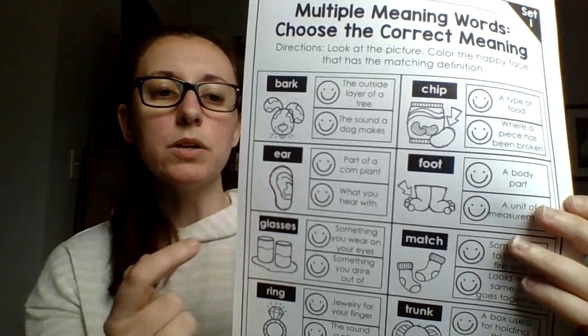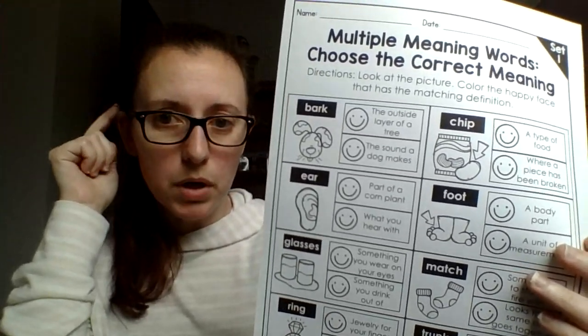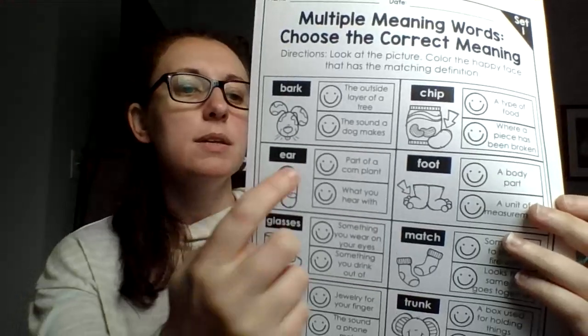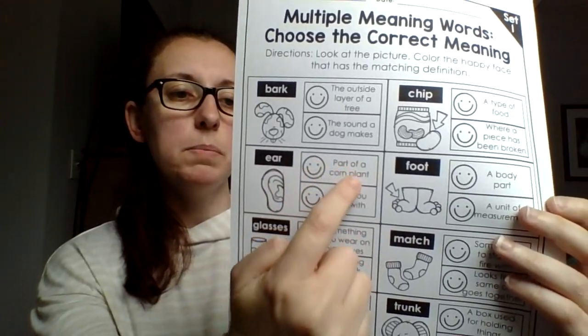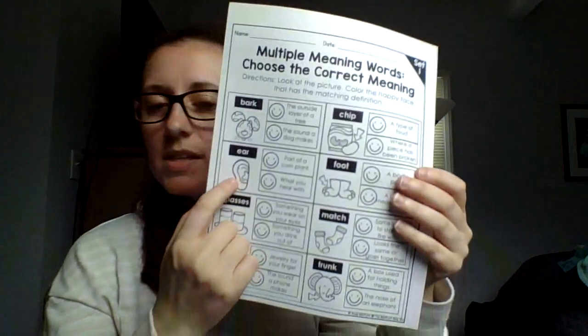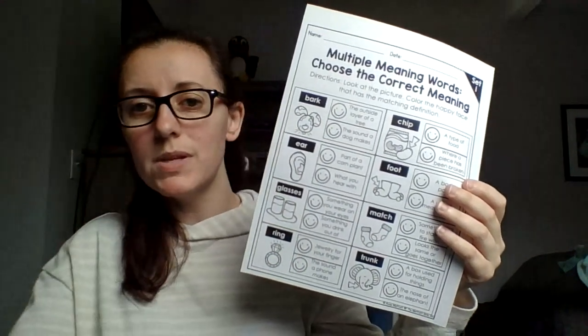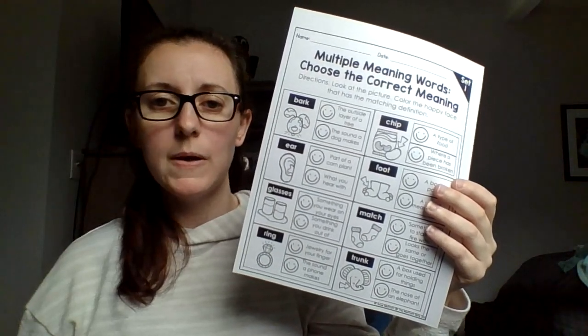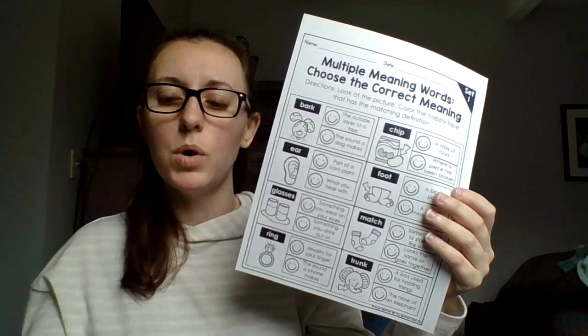So this is ear. Here it's showing you your part of your body. Is it part of a corn plant or what you hear with? So an ear of corn is just one piece of corn, not individual kernels, but the whole stalk, the whole cob that you're going to be looking at. So this isn't a picture of a cob, so we know it's not the part of a corn plant. It has to be what you listen with, what you hear.